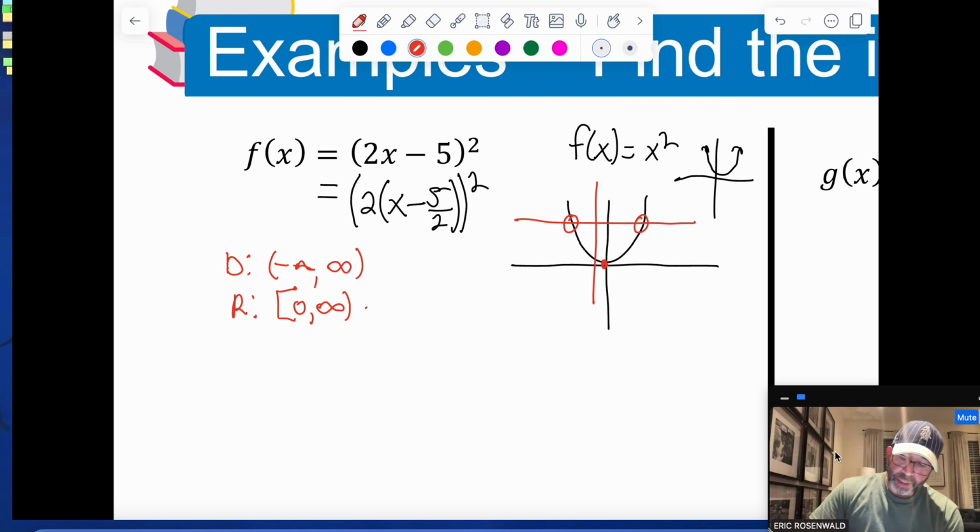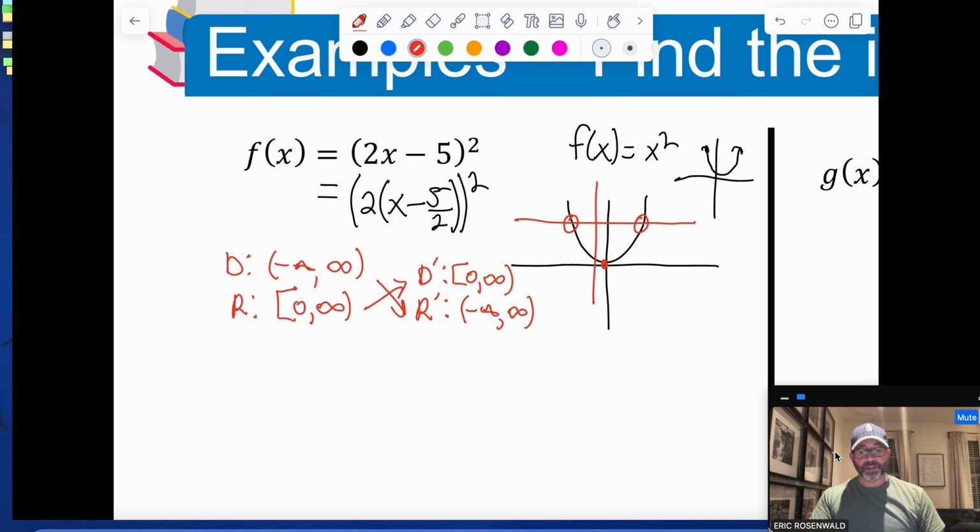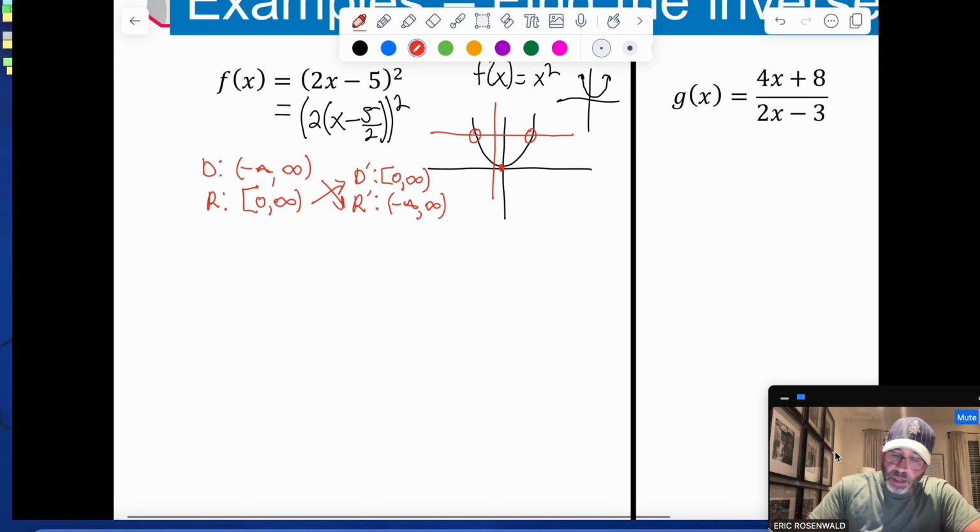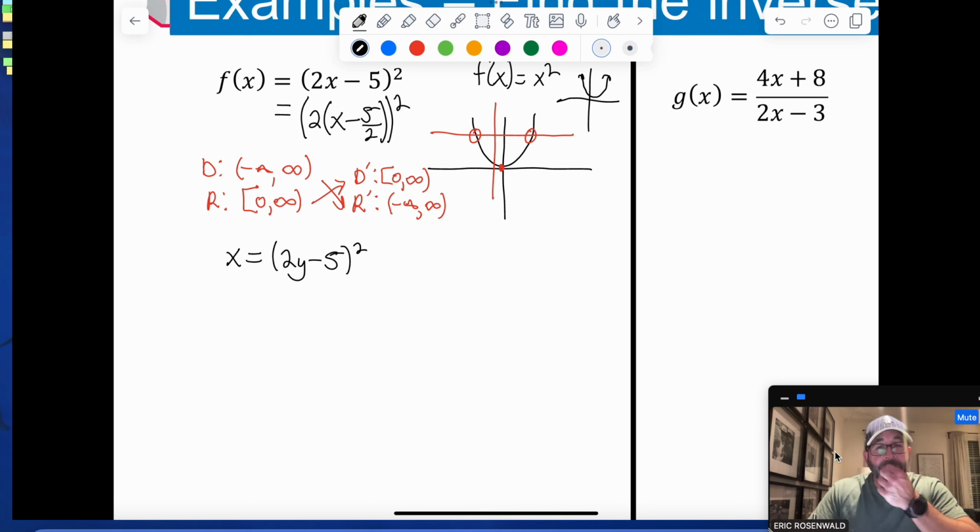Well, looking at my new function here, the inverse function, the inverse domain is going to be from 0 to infinity, and my range, the inverse, is going to be from negative infinity to infinity. Okay, well, what's this going to look like, and how do we do this? Well, there's a lot of algebra here. Let's solve this. x is equal to (2y minus 5) squared. Okay, that's taking the x and the y and switching them.